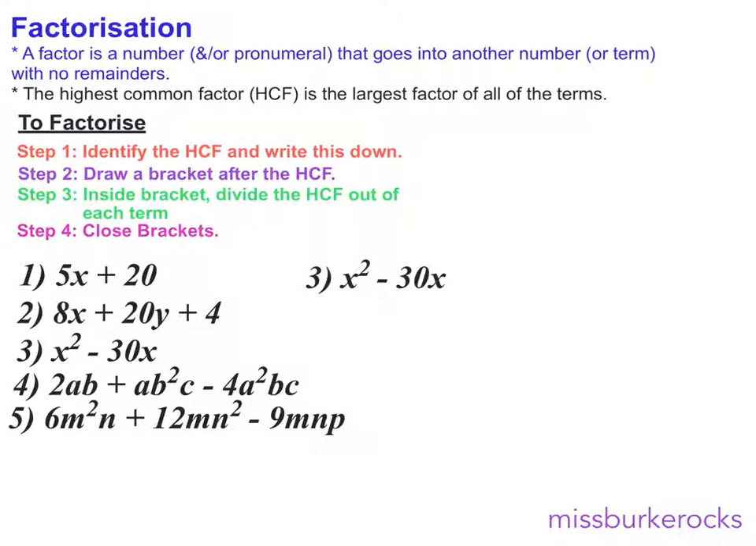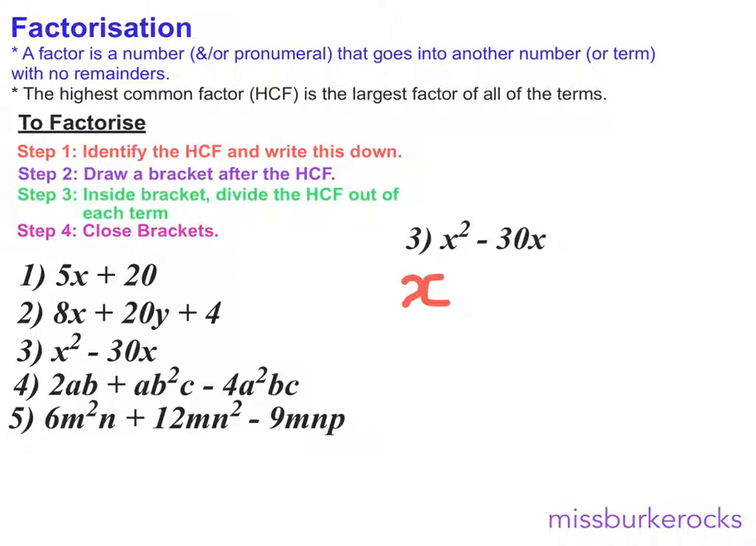So example 3 is x squared take 30x. So looking at our highest common factor, we can actually see that there aren't any numerical factors, but we can see that x goes into both of our terms. So that is going to be our highest common factor. So we write our x down. So I've got x squared take 30x. That's the only thing that's a common factor within them.